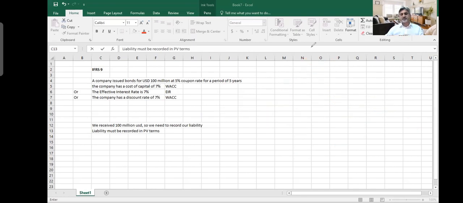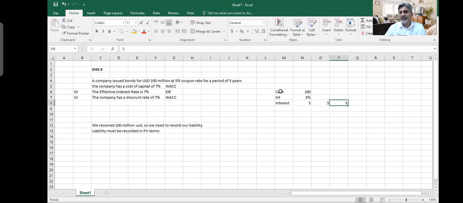And let me show you the process now. Let's suppose that we have received the cash, which is 100, and our interest rate is 5%. So it means that our interest payment will be 5 million. And this 5 million you have to pay for the next 5 years, and then you also have to pay 100 more. So how do you find out your present value? Let's call it that this is year 0, year 1, 2, 3, 4, and 5. Let me just remove 0.